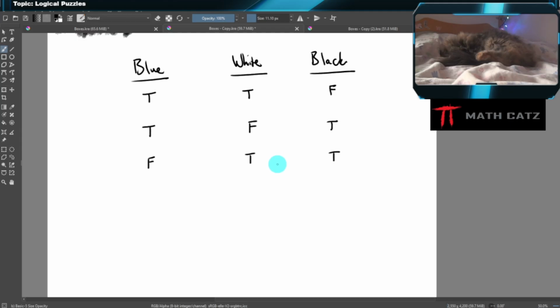Are those the only ones? Well, no, there could be two trues and a false, and then yes, I do have at least one of each, but it could be two false and a true, and then I still have one of each. So we could go false, false, true. We could go false, true, false, and we can go true, false, false, and those are also valid.